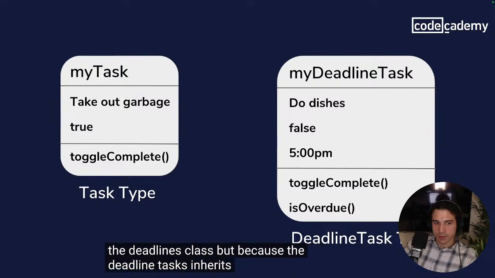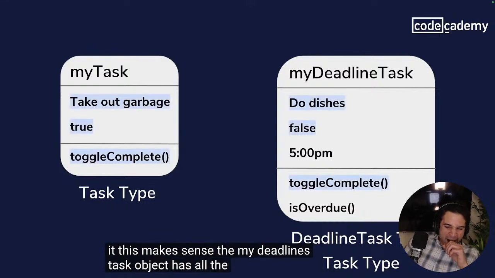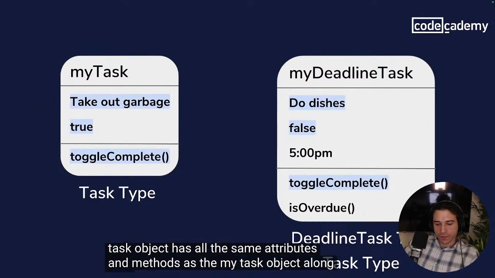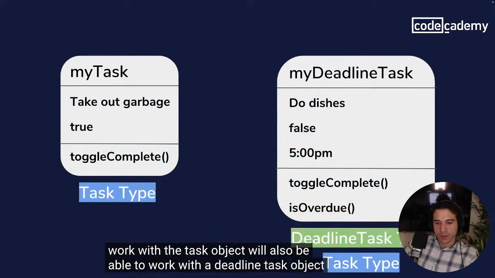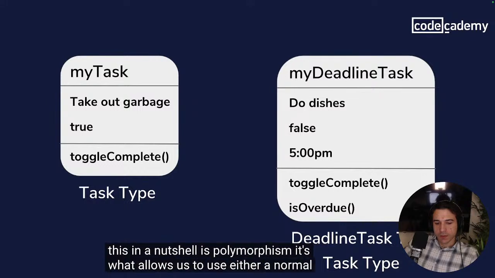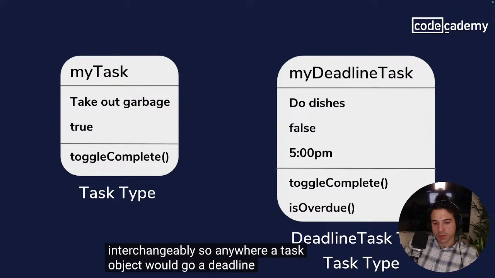But because the deadline task inherits all of the attributes and functionality of the task class, the myDeadlineTask object is also a task data type. If you think about it, this makes sense. The myDeadlineTask object has all the same attributes and methods as the myTask object, along with a few more specific ones related to deadlines. So any code that's designed to work with a task object will also be able to work with a deadline task object. This, in a nutshell, is polymorphism. It's what allows us to use either a normal task object or a more specific deadline task object in our programs interchangeably. So anywhere a task object would go, a deadline task could also go.